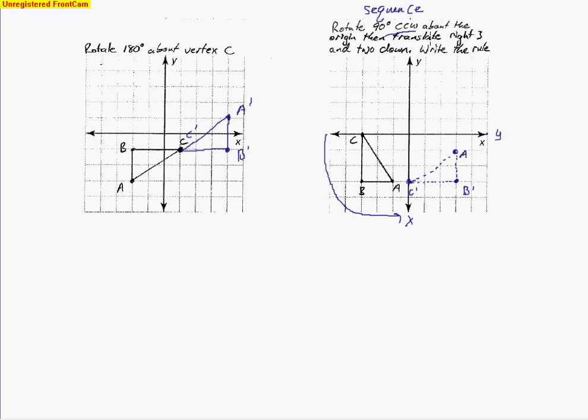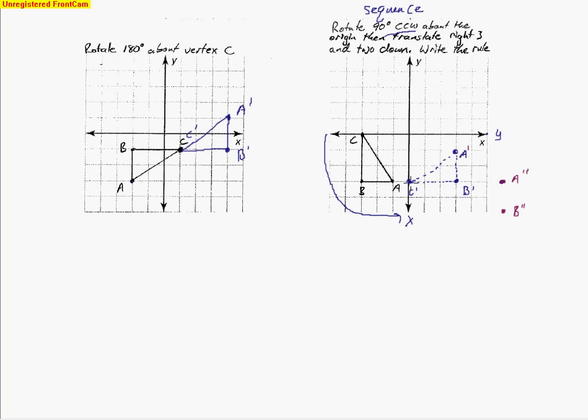See, now it says to translate right 3 and down 2. So right 3 spaces. So we have to go 1, 2, and then I ran out of room here. There's 3. But then I have to go down 2. So 1, 2. So we're going to end up being right there. Maybe I'll do this in a different color to show that. And then we take this one, the same thing. 1, 2, 3, and then down 2. 1, 2. So this is A double prime, B double prime.